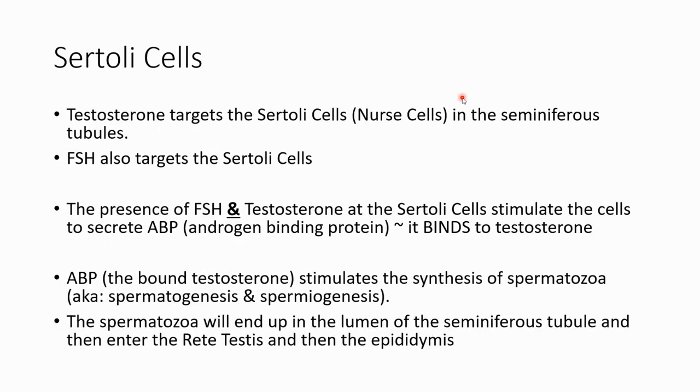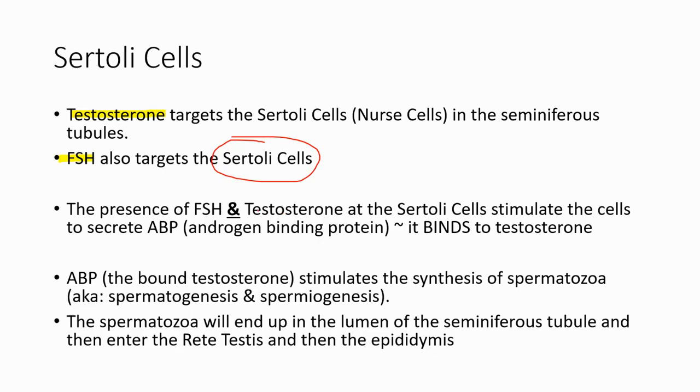Now, let's talk about those nurse cells, those Sertoli cells. So we know that testosterone is going to target those cells. Follicle stimulating hormone also is going to target the Sertoli cells. So you've got 2 hormones coming in talking to the Sertoli cells. You have testosterone and you have FSH. Both of them are talking to the Sertoli cells. So you've got to have both. If only one of them shows up, nothing's going to happen. You got to have both.